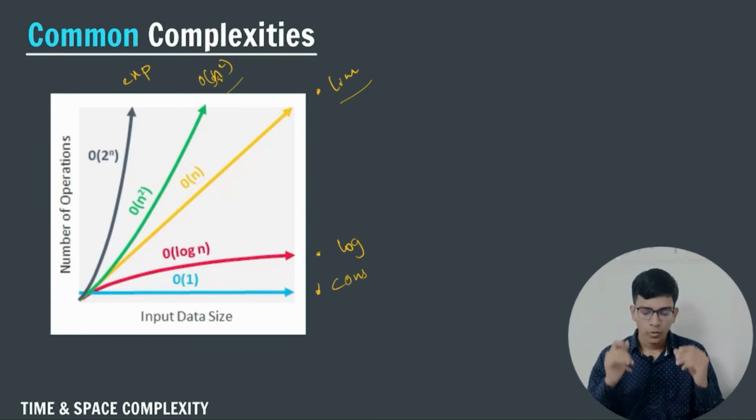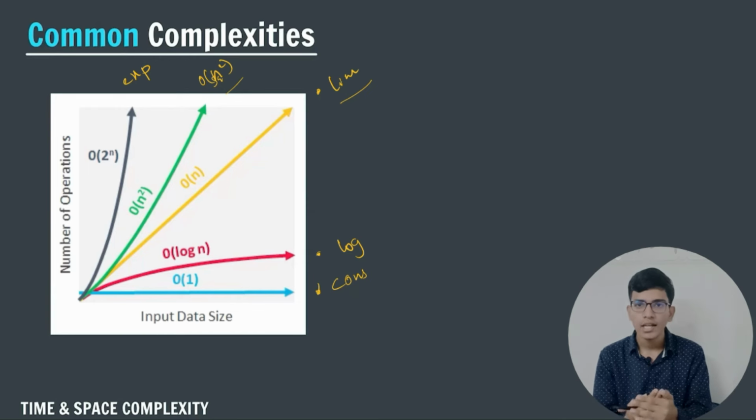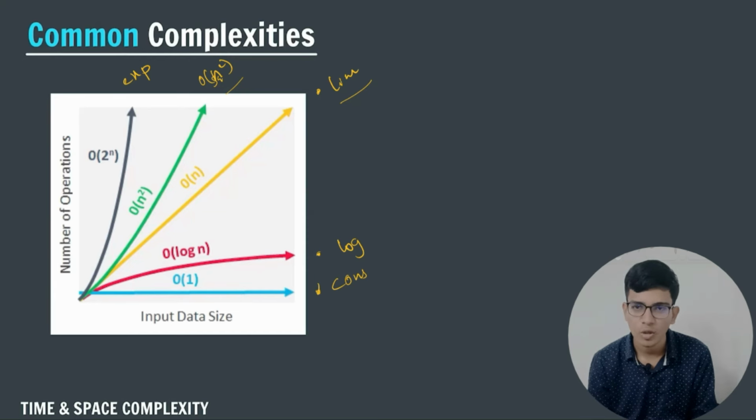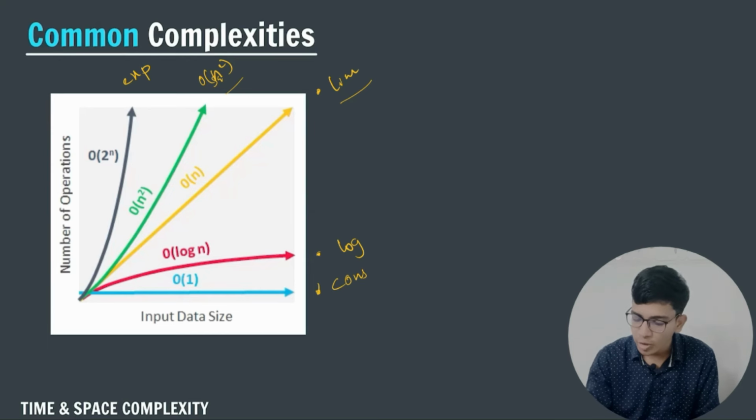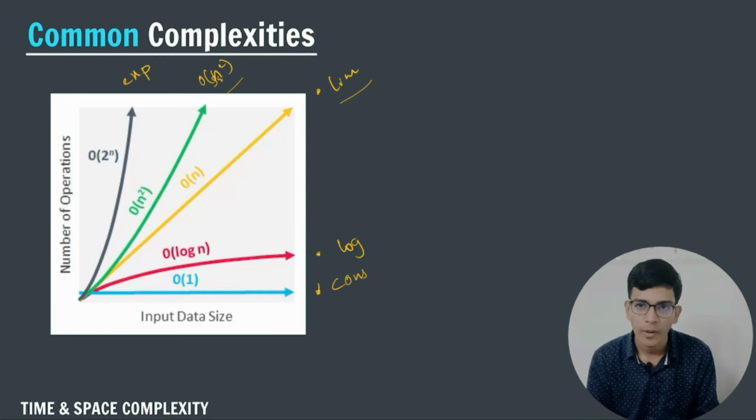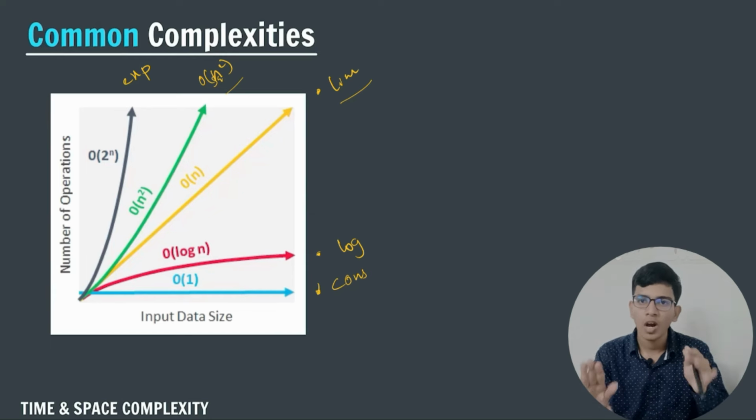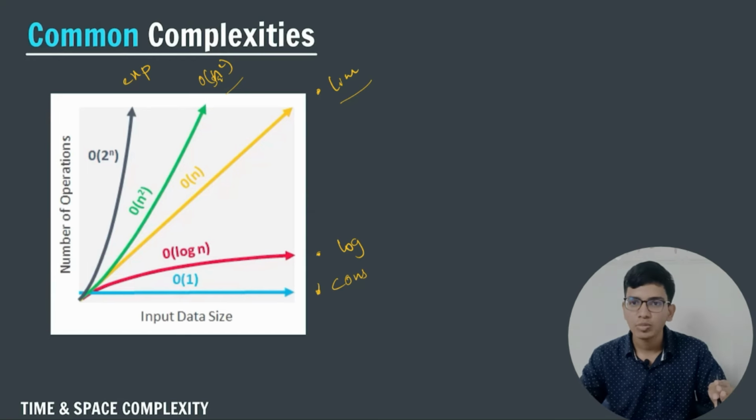So when we code, you should always try your best not to get exponential time complexity, because it is the least efficient algorithm. If your code has exponential time complexity, then it is a wrong code. It will not work on any coding platform, and it will not execute in any interview questions. So you should always keep a distance from exponential.